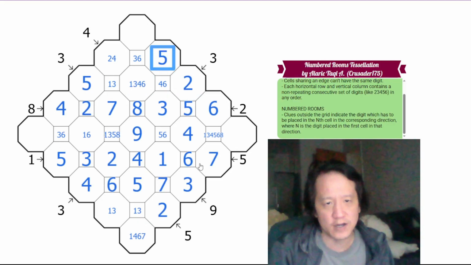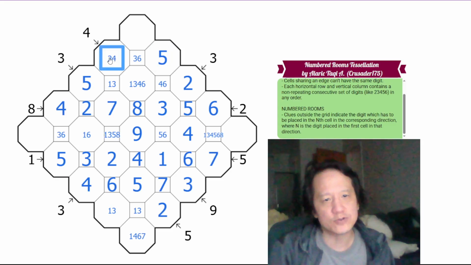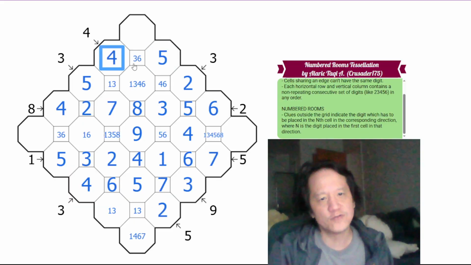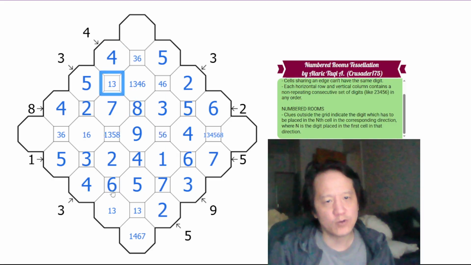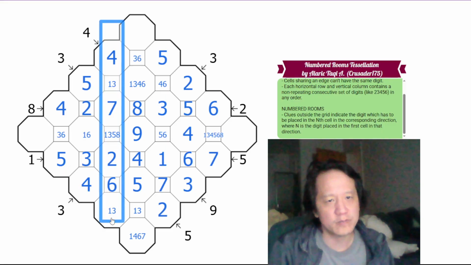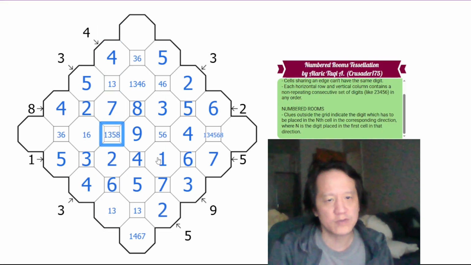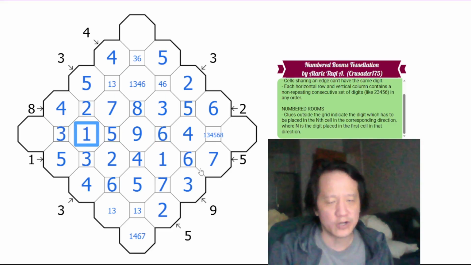This is 5. Therefore, it cannot be 2 here, because if that were 2, then 2, 3, 5 does not form a Renban. So this is 4, and this could be 3 or 6. We have a 1, 3, 1, 3 pair in column 4, which eliminates 1 and 3 in the rest of the column, and it can't be 8, because this Renban is 1 through 7. So this must be 5, which makes this 6, which makes that 3, makes that 1.